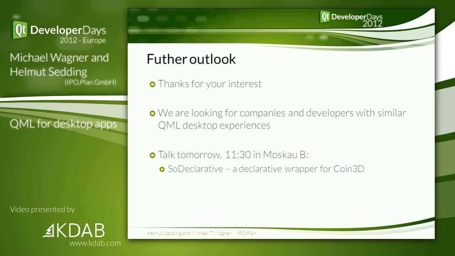And then I will recommend the talk tomorrow about SO declarative, which enables you to do all the things you see, but in three dimensions. So basically, you can quickly create items that you can click on. You can quickly animate some cubes and some cones, or animate some other things. So I think we are finished now. Thanks for your interest.